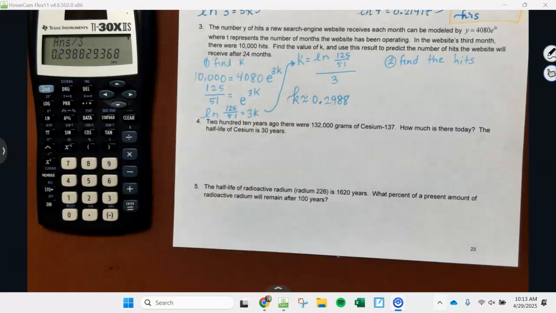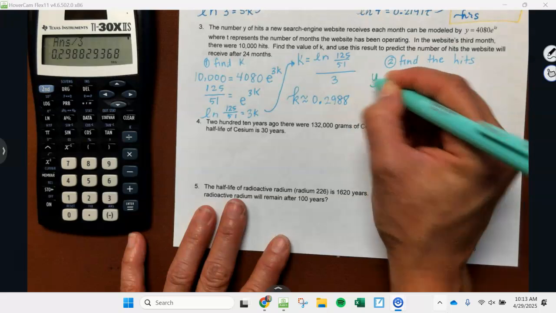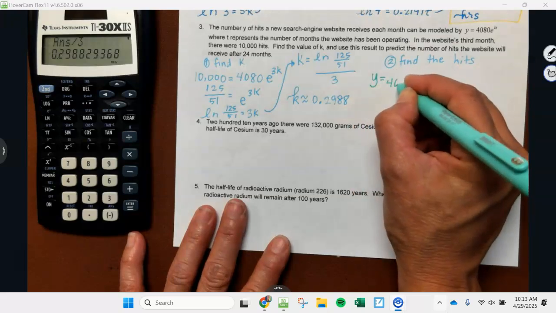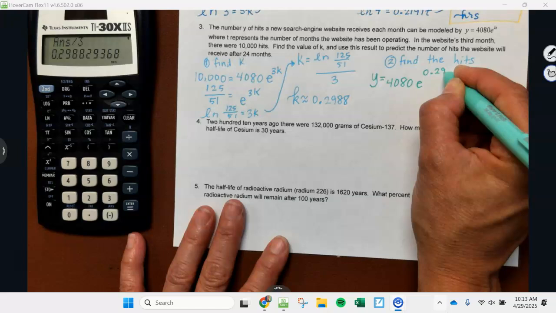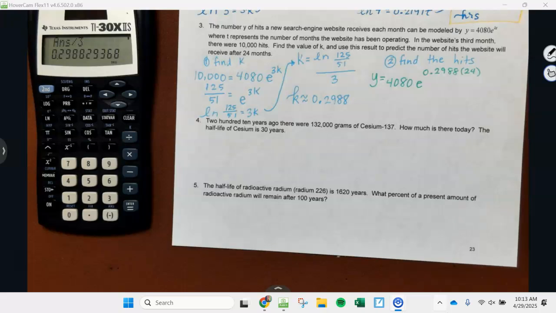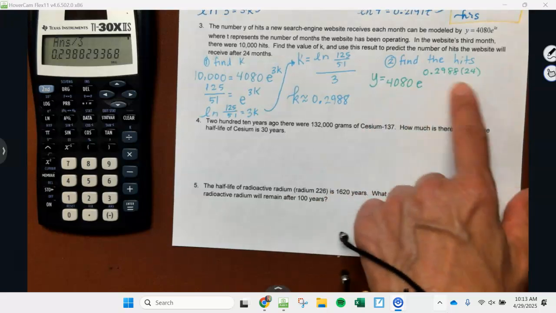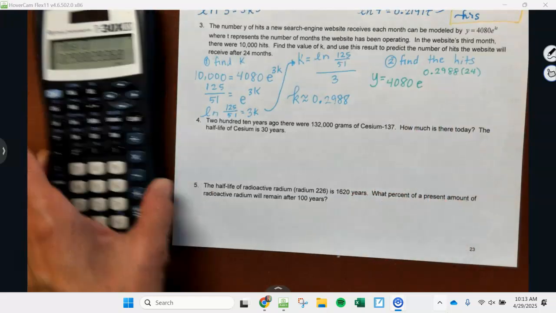We did. Now it's time to find the number of hits after 24 months. Total number of hits is represented by the letter Y. So Y is going to equal 4080 E to the K, which we know is 0.2988, times the time. I know the time is 24 months from now. So look, I don't have to put this in log form at all, guys, because everything's over here. I'm just going to find this total amount. Again, please use parentheses when in doubt.